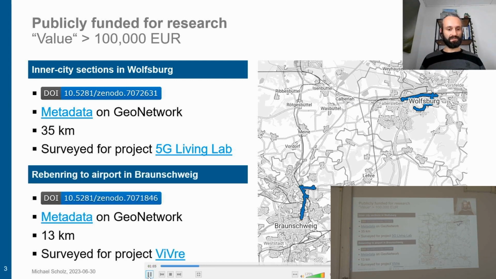Our second dataset is covering around 13 kilometers of the inner city of Braunschweig, from the inner city ring road to the airport in the north. And the surveying has been conducted and funded by the research project Prizren.